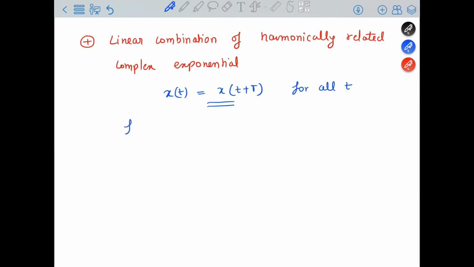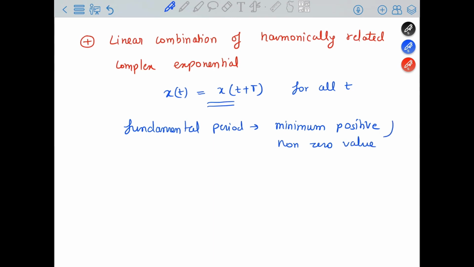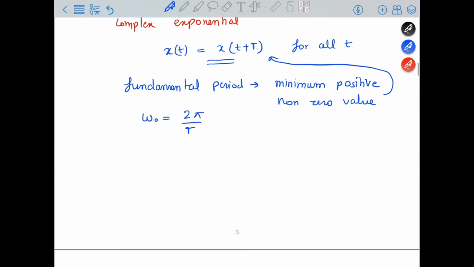So the fundamental period is the minimum positive non-zero value for which this expression is satisfied, and consequently omega naught, that is the fundamental frequency, will be given by 2 pi by T. This we already discussed in the part on periodic and non-periodic signals in the previous video.